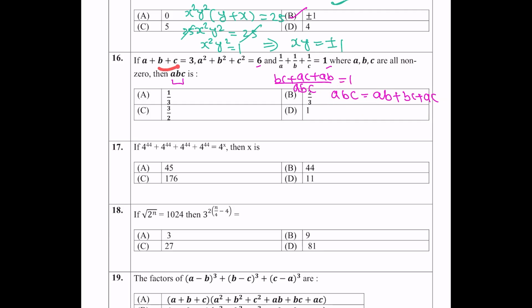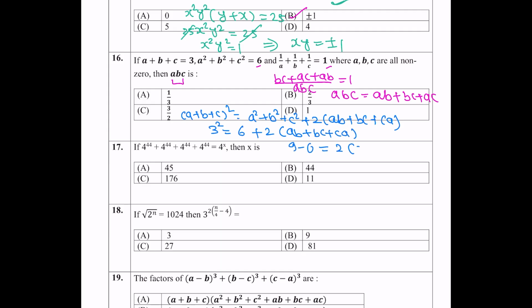But here it is given A plus B plus C is 3 and A square plus B square plus C square is 6. So here we can use the formula A plus B plus C whole square is equal to A square plus B square plus C square plus 2 times AB plus BC plus CA. A plus B plus C value is 3, so 3 square is 9, and A square plus B square plus C square is 6. So 9 minus 6 is equal to 2 times AB plus BC plus CA.